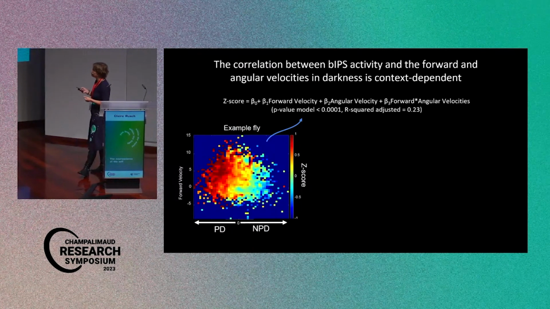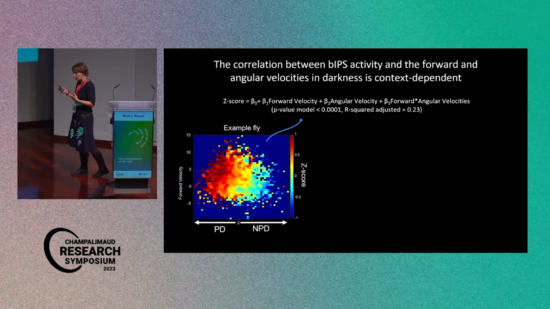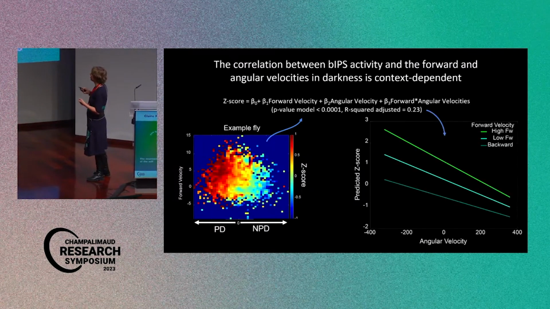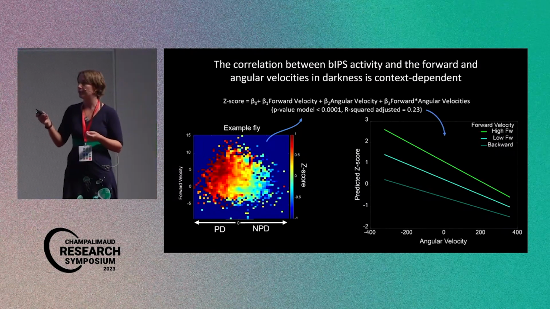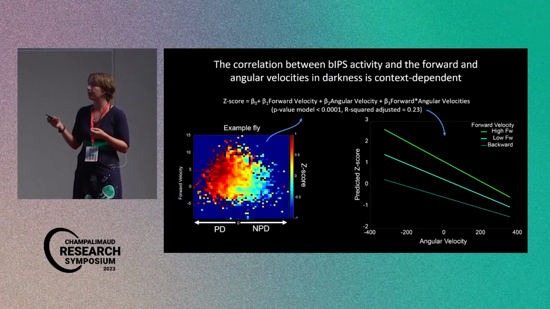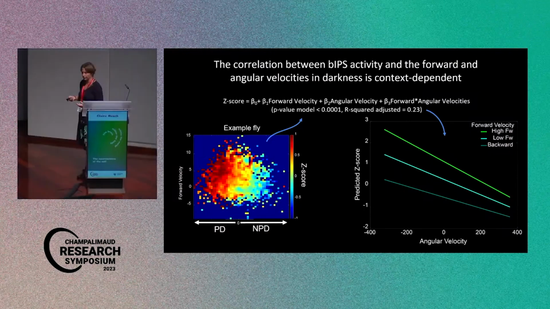So we take this, we apply the linear model, and we ask how the z-score in the model depends on the angular velocity and the forward velocity, which you can see here. So again, we have the z-score in the y-axis, the angular velocity in the x-axis, and you can see that those really separate quite well between the high, low, and backward walking.